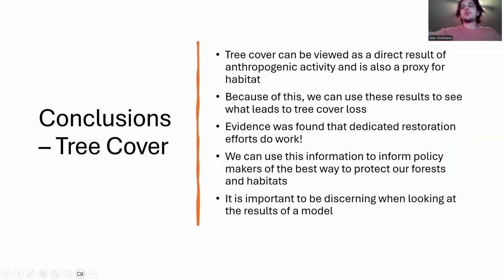Okay, so conclusions. From the tree cover data, because the tree cover data can be viewed as a direct result of anthropogenic activity and is also a proxy for habitat, we can use these results to see what leads to tree cover loss in terms of human activity. So evidence was found that dedicated restoration efforts do work. We can use this information to inform policymakers and persuade policymakers of the best way to protect our forests and habitats. And we also saw that it is important to be discerning when looking at the results of a model.